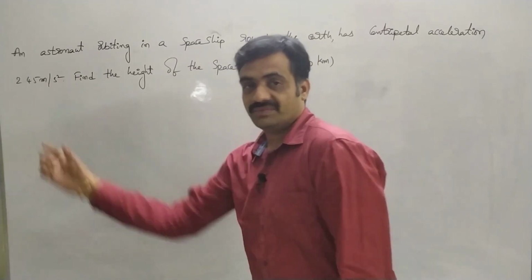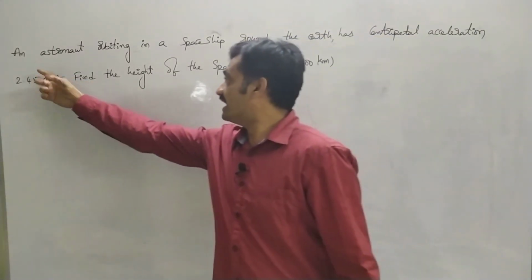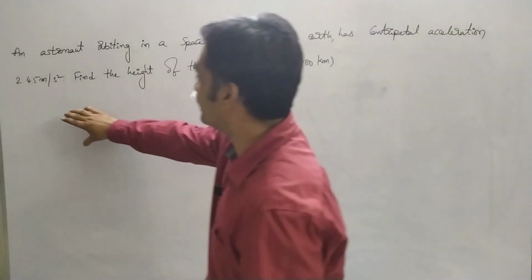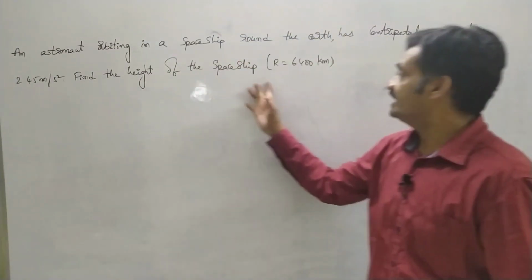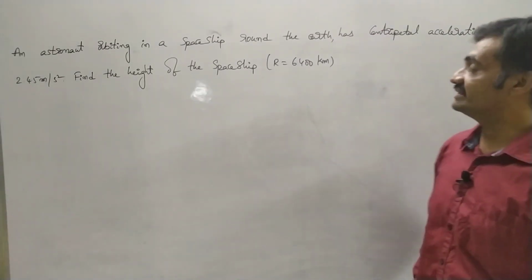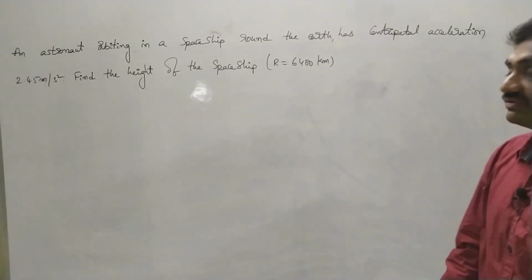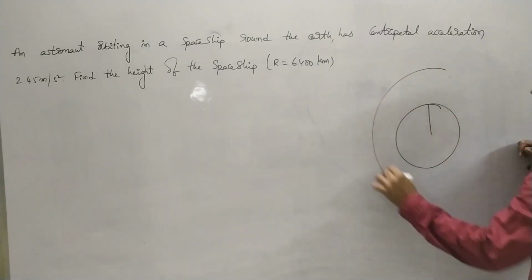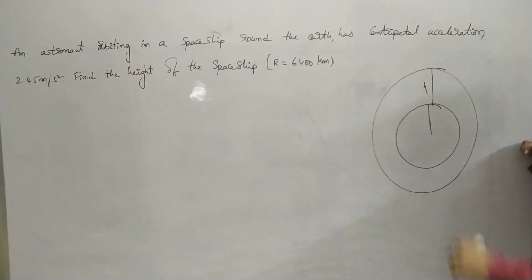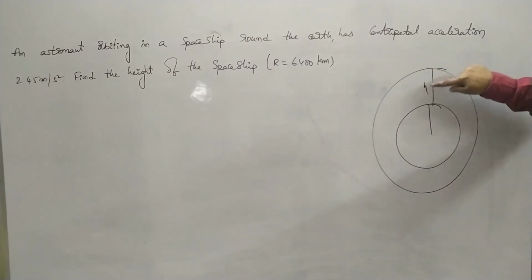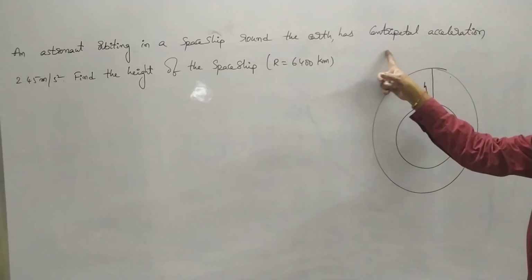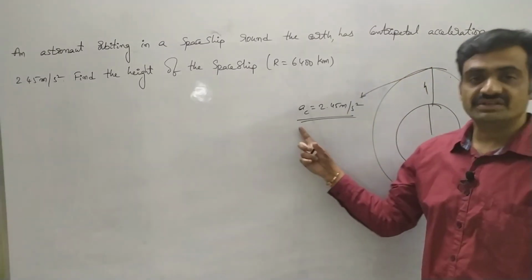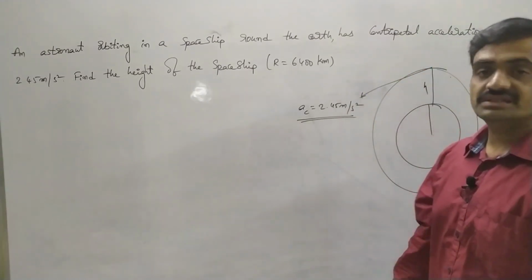Let's solve a numerical based on this concept. Observe this: an astronaut orbiting in a spaceship around the earth has a centripetal acceleration of 2.45 meter per second square. Find the height of the spaceship, where R is the radius of the earth, 6400 kilometers. So here we consider the earth with radius R and a satellite at a height h from the surface of the earth, where the centripetal acceleration of this satellite is given as a = 2.45 meter per second square.